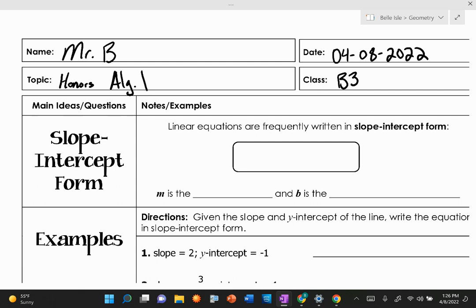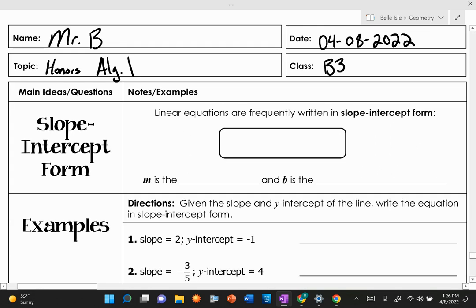Okay. Slope-intercept form. Linear equations are frequently written in slope-intercept form. This form is y equals mx plus b.